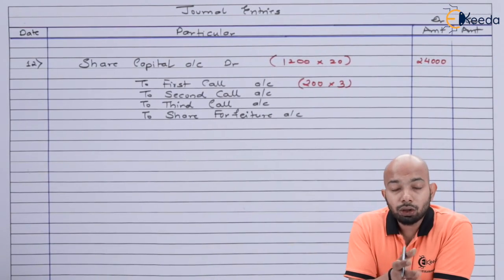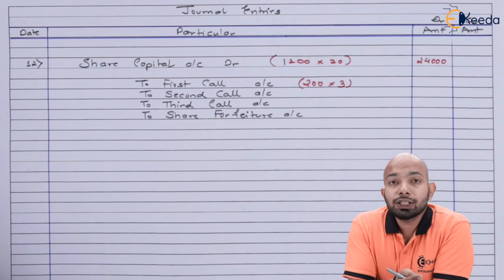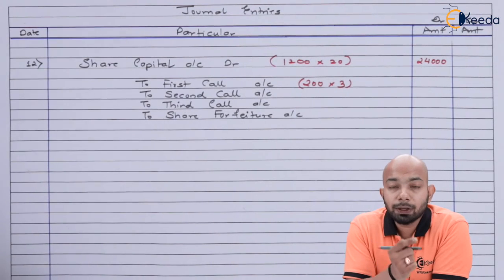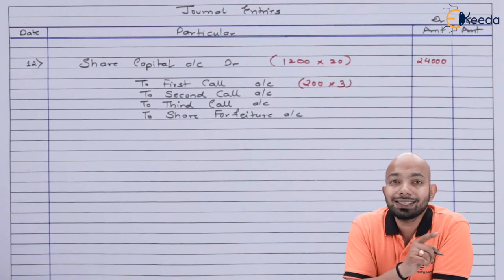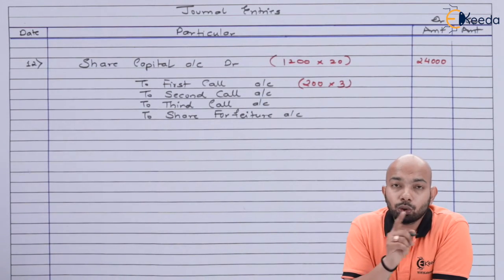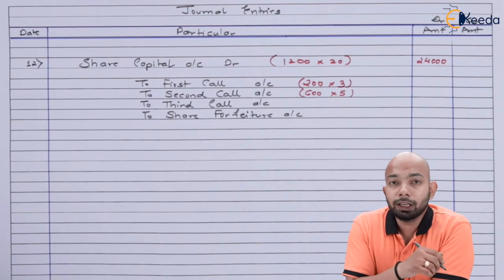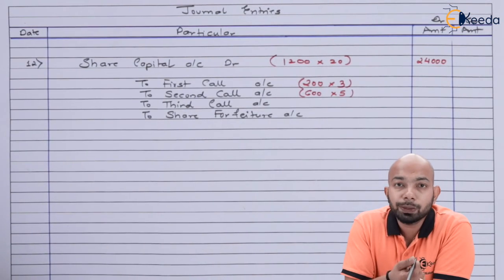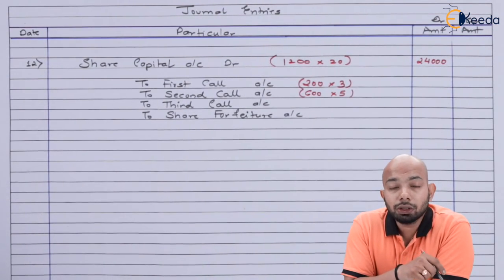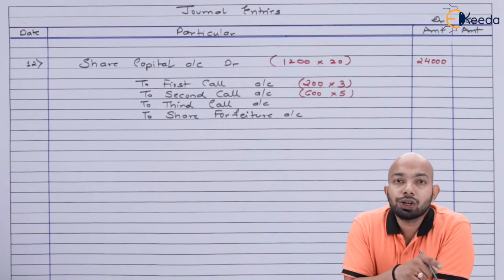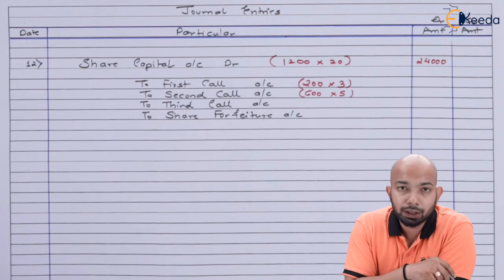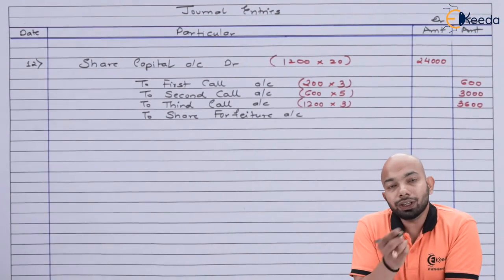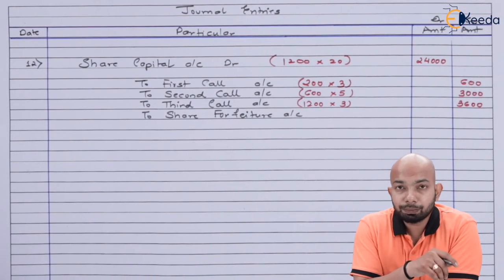For the second call, John as well as George didn't pay up the money. So 200 plus 400 shares gives you a total of 600 shares multiplied with the second call value, which is 5 rupees per share. Now again on third call, John didn't pay up, George didn't pay up, and Bill also didn't pay up. So the total is 1200 shares multiplied by 3 rupees again. So this total we already have in our call entries that we have passed.